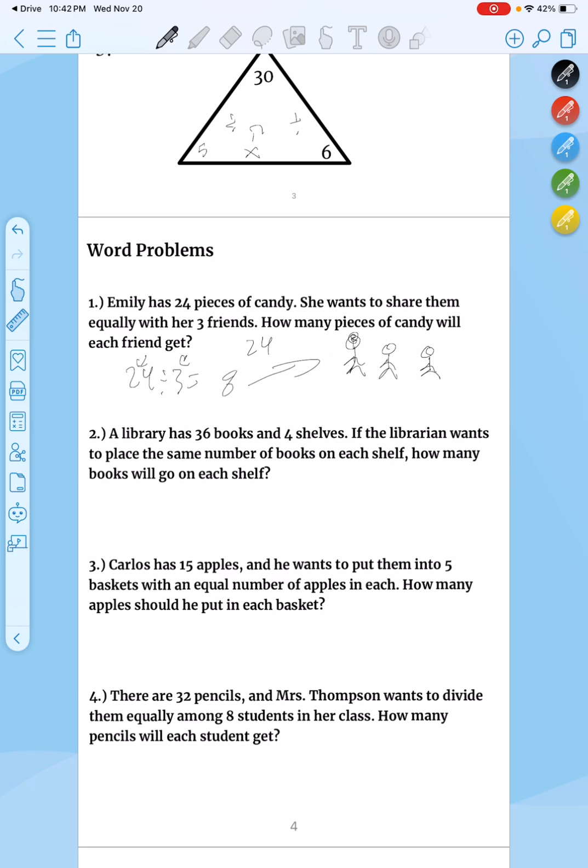So each friend gets 8, and we could double check our work by doing 8 times 3, because 3 is the second number, which would be 24. So each friend gets 8 pieces of candy.